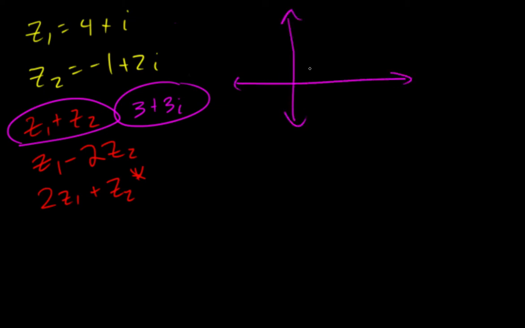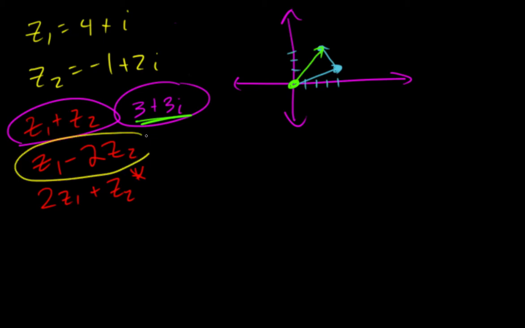Using vectors, we're going to draw this. So we go 1, 2, 3, 4, up 1. And then, since we're just adding this, we're going to go left 1, up 2 from this point. And then if we draw the answer from the origin to the end, we see it's 1, 2, 3, 1, 2, 3. So that would also be 3 plus 3i.